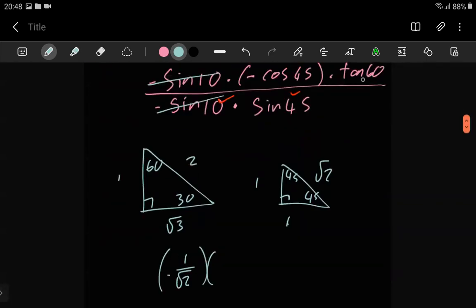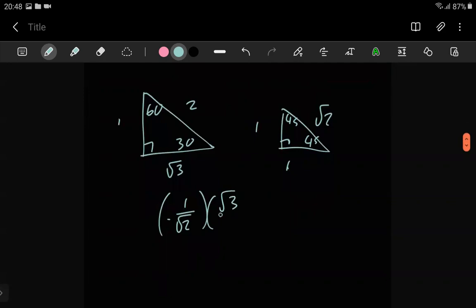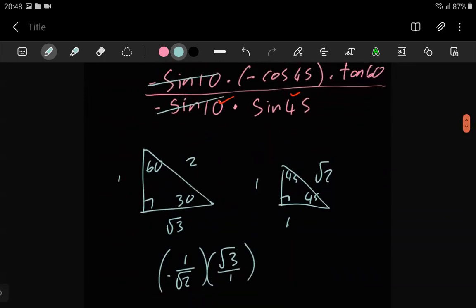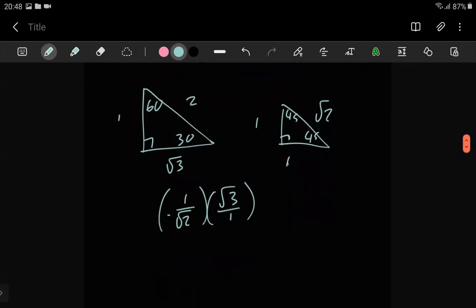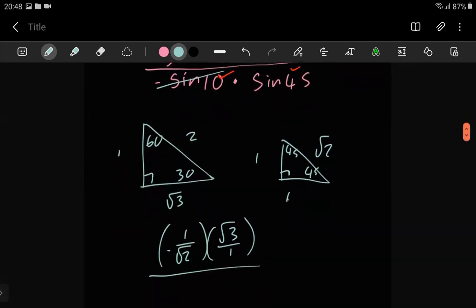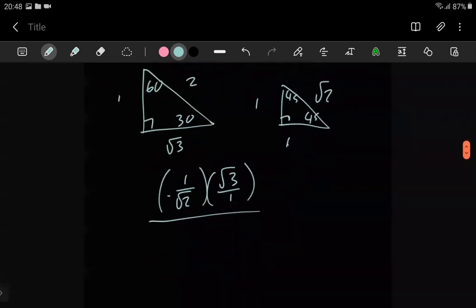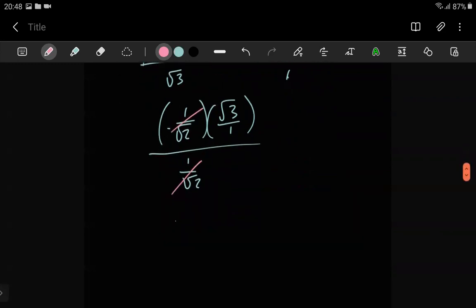And then tan 60 is opposite over adjacent. So that's square root of 3 over 1. I'm doing it as a fraction just so that we can multiply easier. So the bottom part here, sine 45, we know it's also opposite over hypotenuse, so it's going to be positive 1 over square root of 2. So fortunately, these can cancel out. Then your final answer is just, snap.